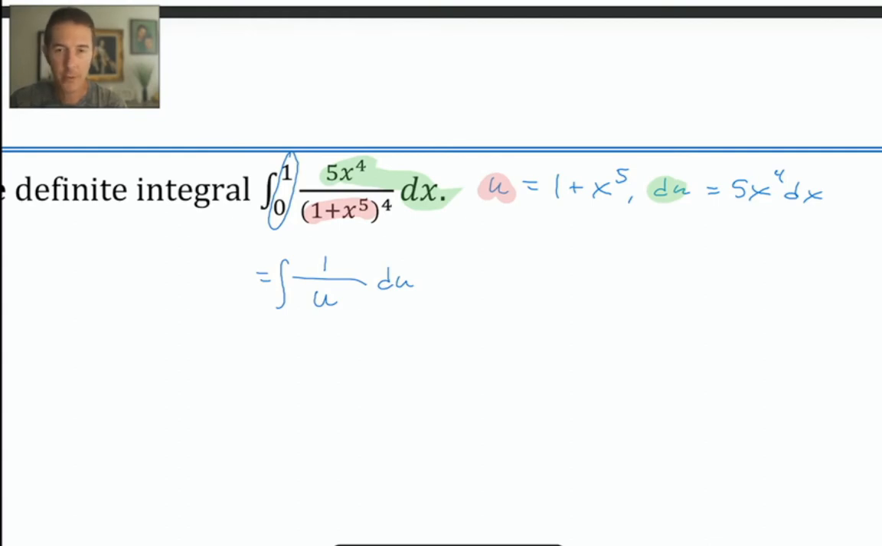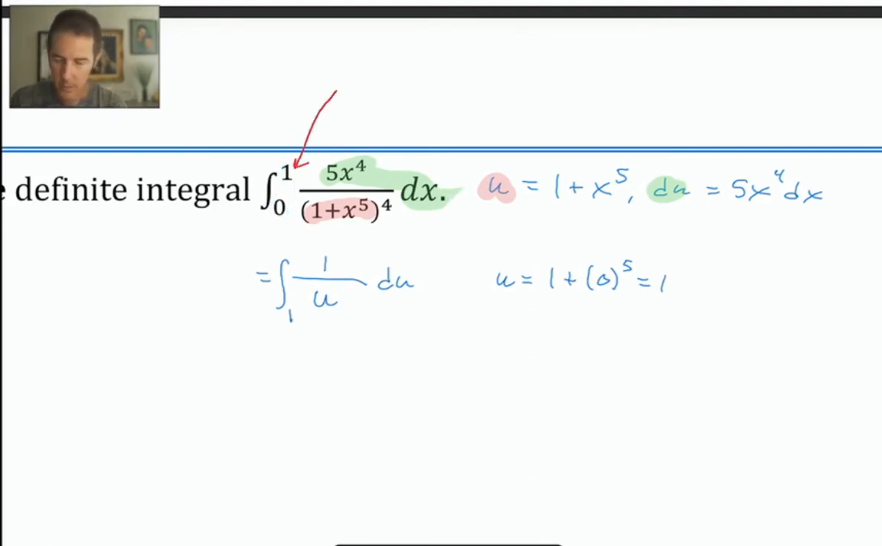Well, I could take the x value of 0 and I could plug it in here, and I could raise it to the 5th power and then add 1 to it, and I'd have a u value, which is equal to 1. So I would take that 1 and I would put it at the bottom of my integral, replacing the 0 with a 1.